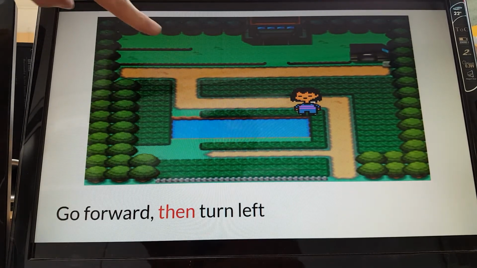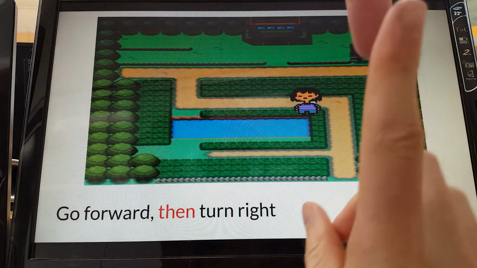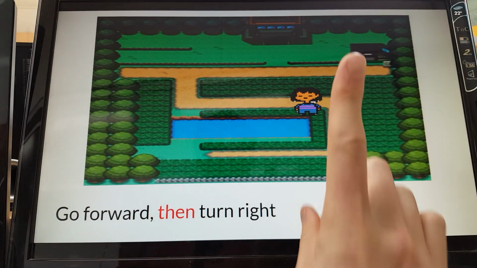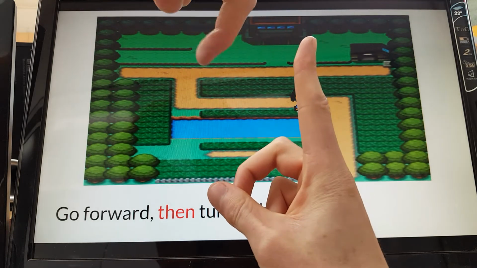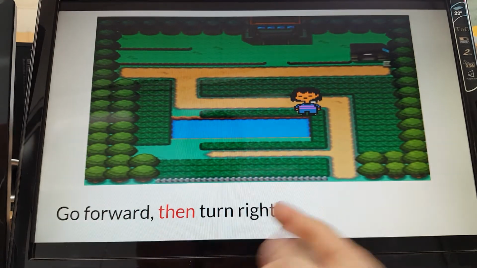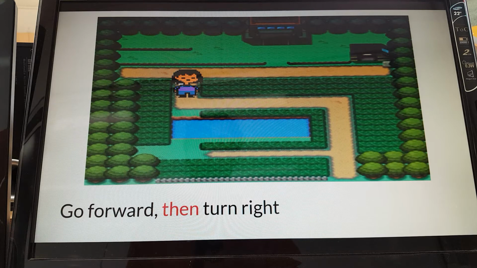All right, how about to get here? What would we say? We would say, go forward, because remember, the eyes pointing this way, forward, you turn, face that way, so this is now forward. So we say go forward, then turn right. So we're like that.